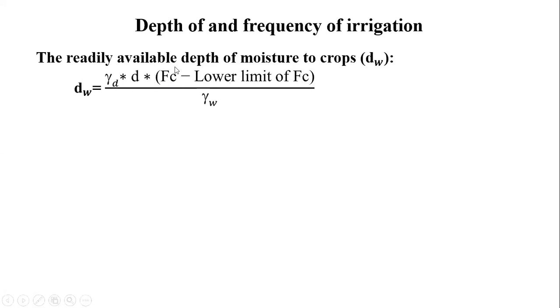So we know that the available depth of moisture to the crop, dW, equals gamma d by gamma w into root zone depth D into field capacity minus lower limit of field capacity. Now this lower limit of field capacity is nothing but the optimum moisture content, isn't it? So the readily available depth of moisture will be field capacity minus lower limit of field capacity. And if you consider the wilting coefficient, that is field capacity minus wilting coefficient, then this difference will give us the available moisture or available depth of moisture.